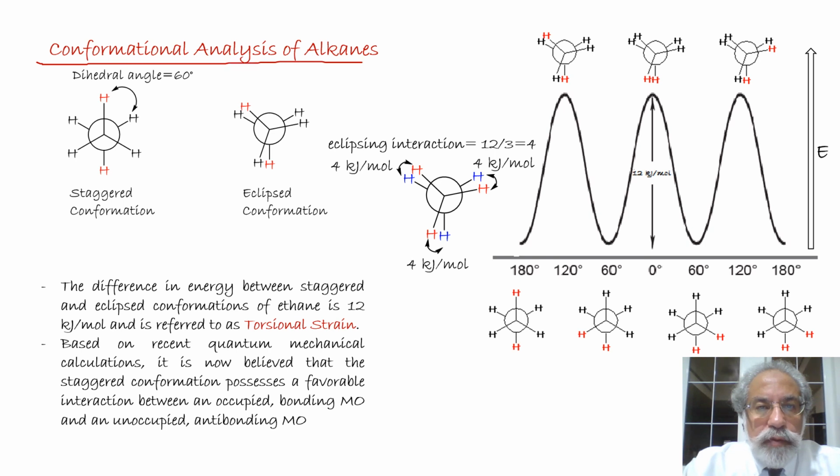Conformation analysis of alkanes. The first example is ethane. If we look at ethane and draw it in Newman projection, the Newman projection here is the front carbon, hydrogen, hydrogen, hydrogen.